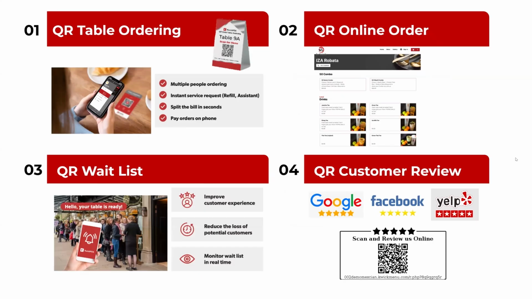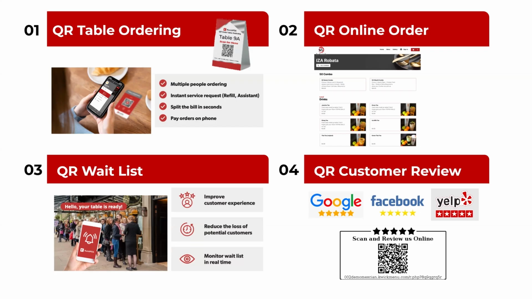We also have a couple different QR solutions. For the first one, QR table ordering, you can have that on the table. They can scan it to look at your menu. They can even place their order and pay from their seat. We also have one for online ordering, so you could have that throughout the store or even on your social media just to generate more traffic to your website.